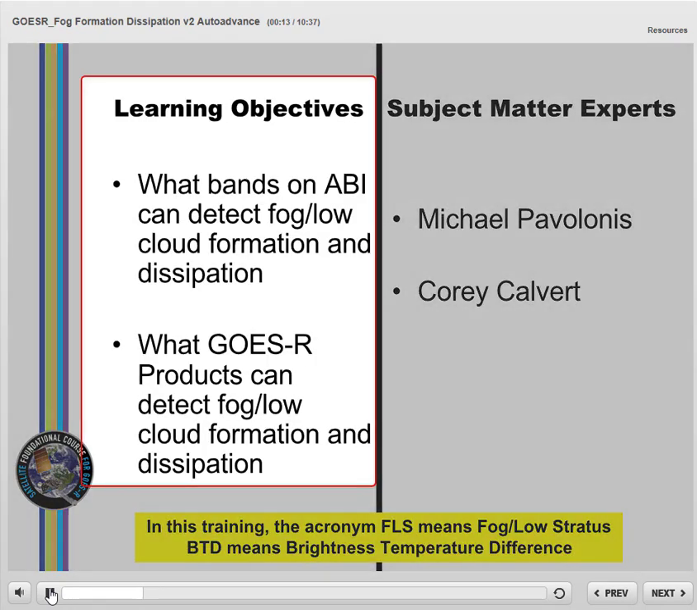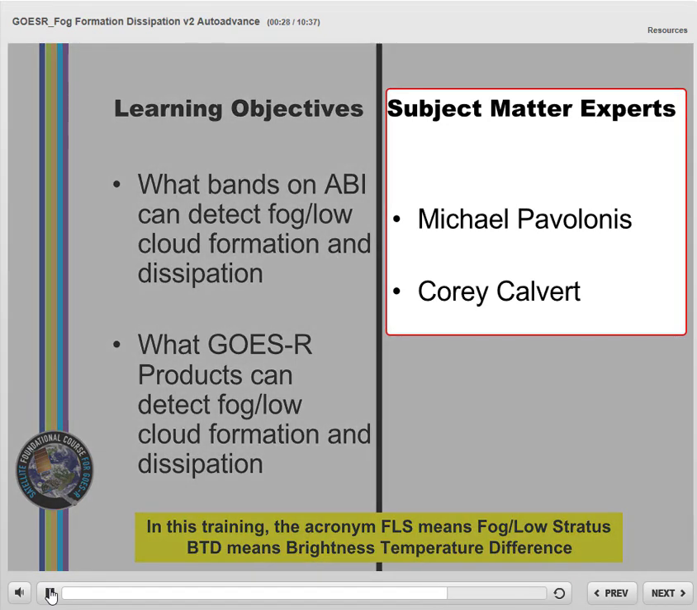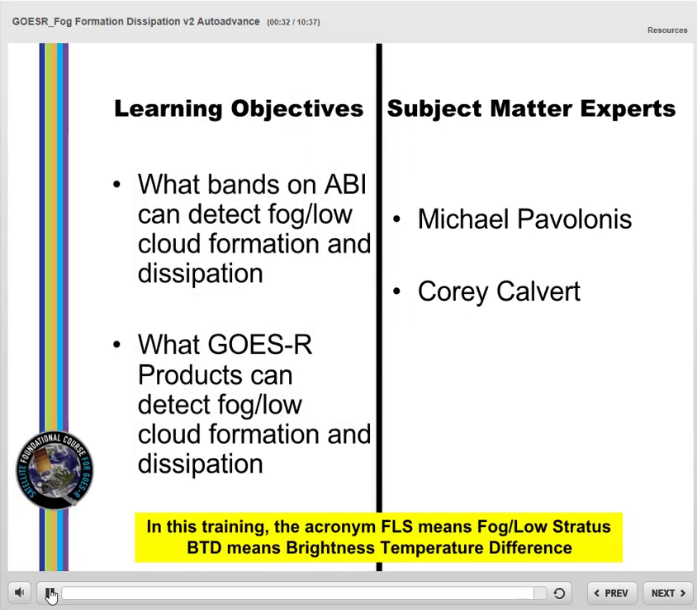You'll learn which GOES-R ABI channels and products can be used to detect fog's presence and to monitor its evolution. Note the acronyms you'll see in this training, boxed in yellow at the bottom. Subject matter experts for this training are listed on the right: Mike Pavlonis from NOAA and Corey Calvert from the Cooperative Institute for Meteorological Satellite Studies.